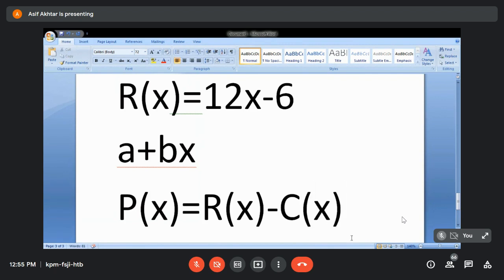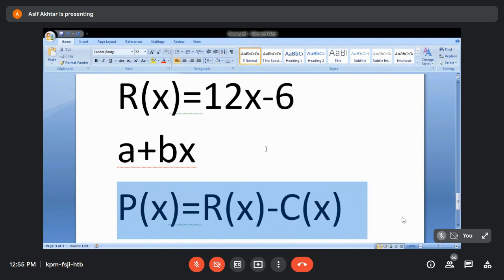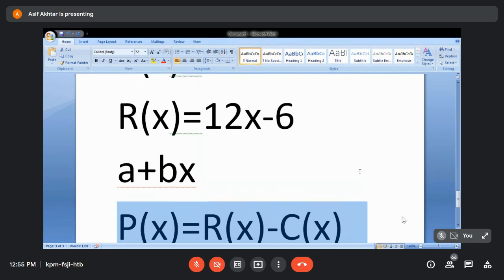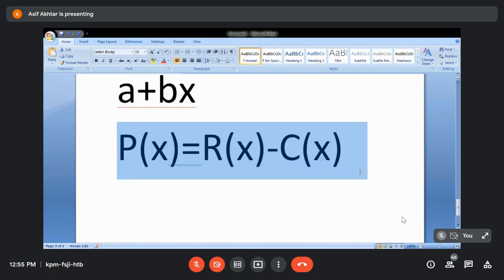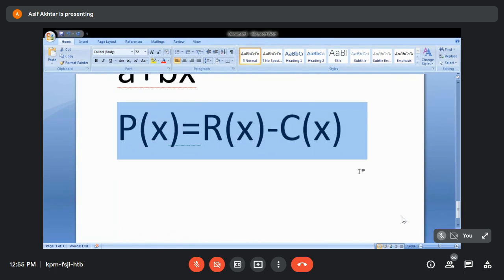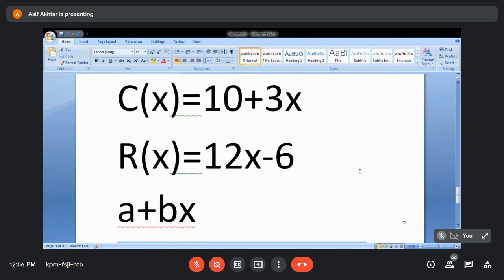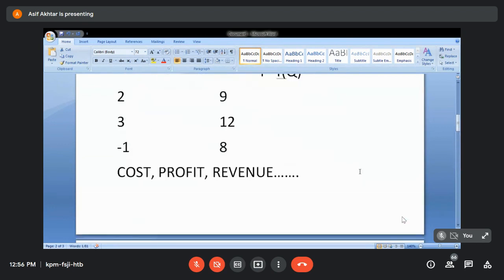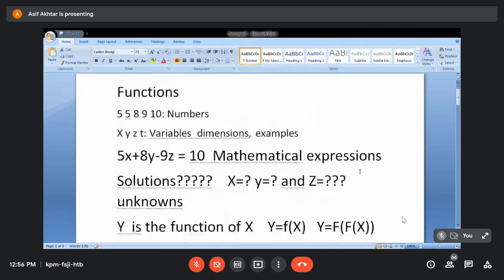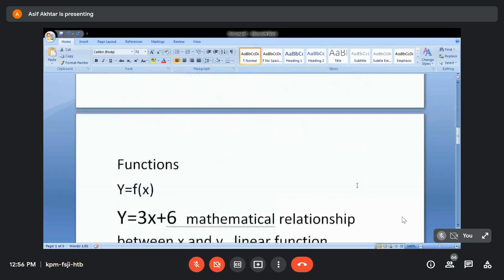This concept you might have learned, and if you have not, you will learn it in your accounting paper: profit is nothing but revenue minus cost. You will get all these expressions, and in the coming classes I will show how we put the concept of functions into the calculation of profit, revenue and cost. Today, the planning is that slowly I will give you the concept.